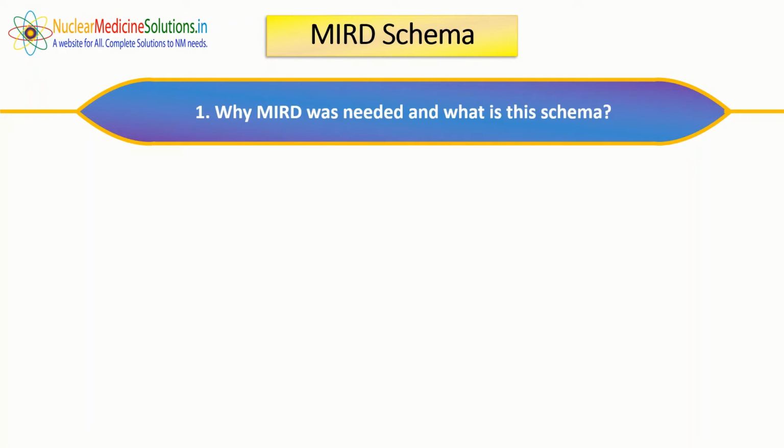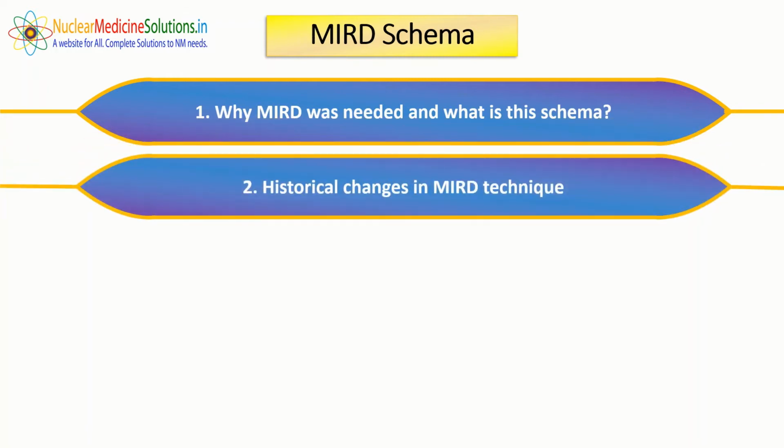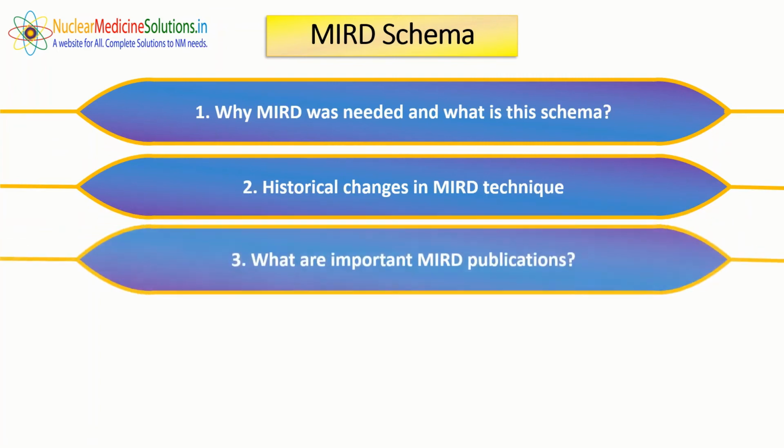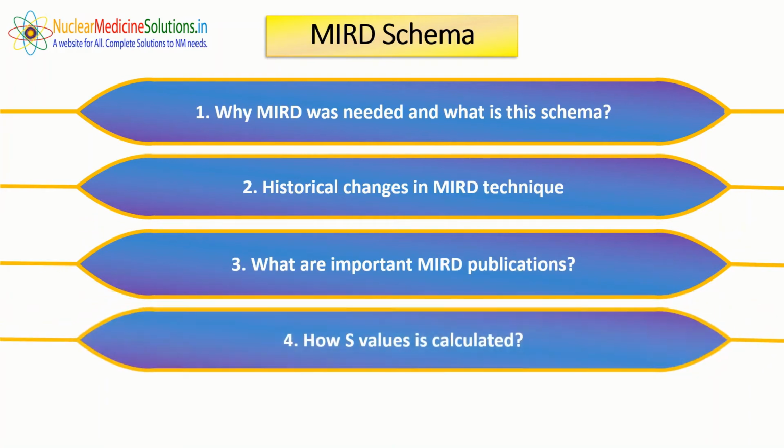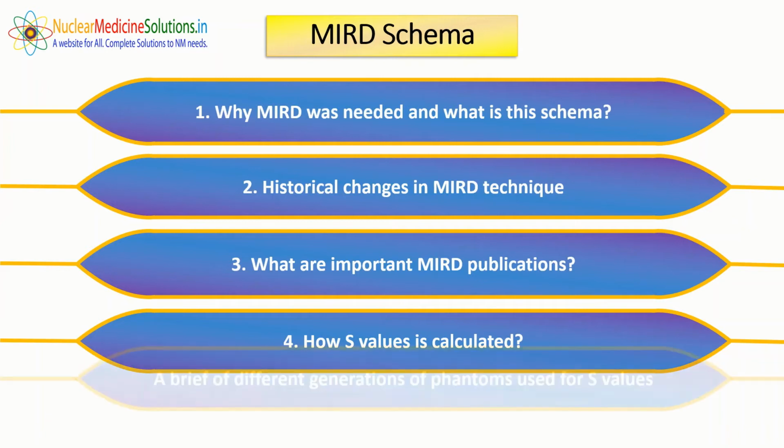When I say MIRD schema, a number of questions come to my mind. Why was MIRD needed and what is this schema? What were the historical changes that took place in the MIRD technique? What are the important MIRD publications? How is the S value calculated, because the MIRD schema is known for the S value of absorbed dose calculations? So how that S value is calculated, we are going to see in this presentation.